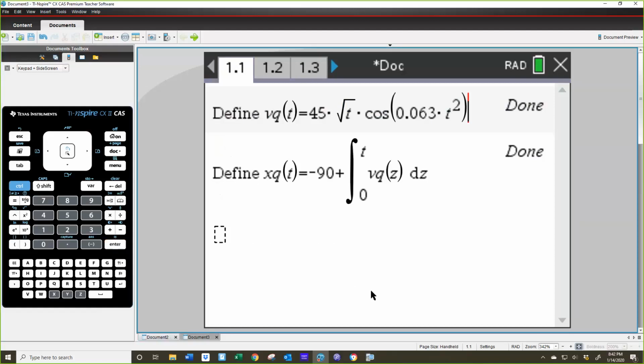The students were asked to find the position of the particle, but I decided that instead of just finding the position, I would define a new function that I'm now going to call the position of particle Q. So I defined it as xq of t. We know that it started at t equals 0 at the position of negative 90. So I'm going to have negative 90 plus the definite integral from 0 to t.